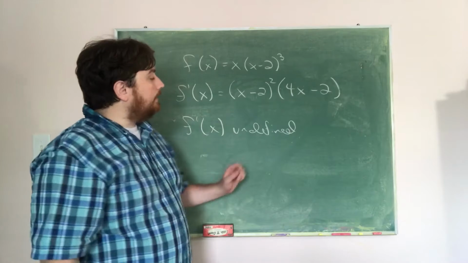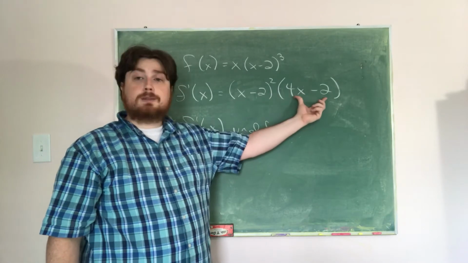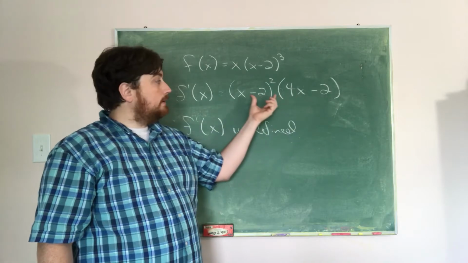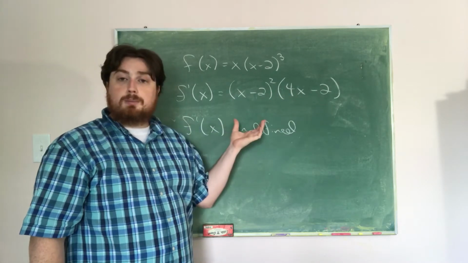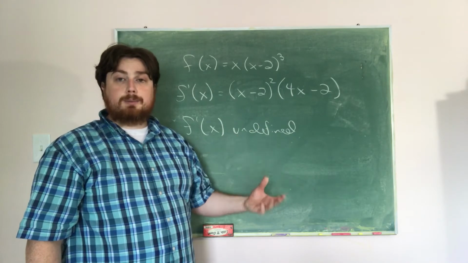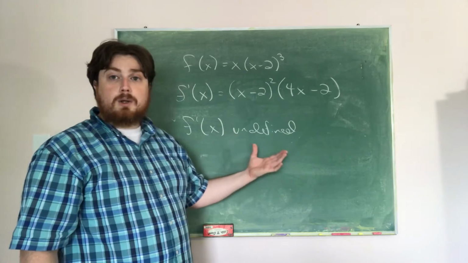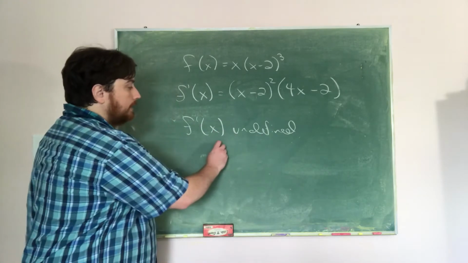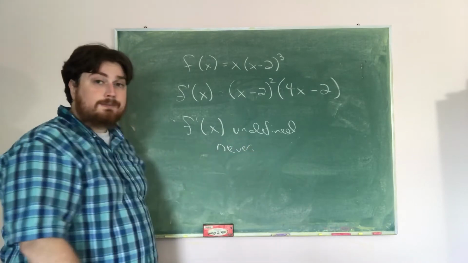If we look at this function, we have (x minus 2) squared times (4x minus 2), which is just a polynomial times a polynomial. So this is going to be a polynomial. The domain of a polynomial is all real numbers. Therefore, where is that undefined? Well, it's never undefined. So we're going to say that f prime of x is undefined never.